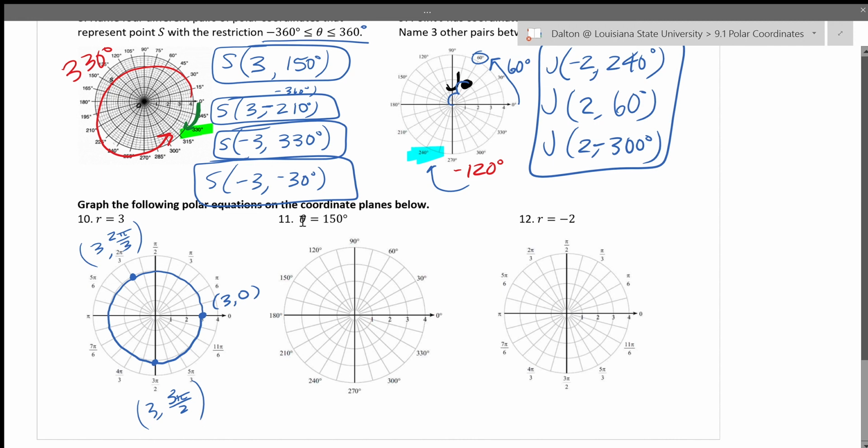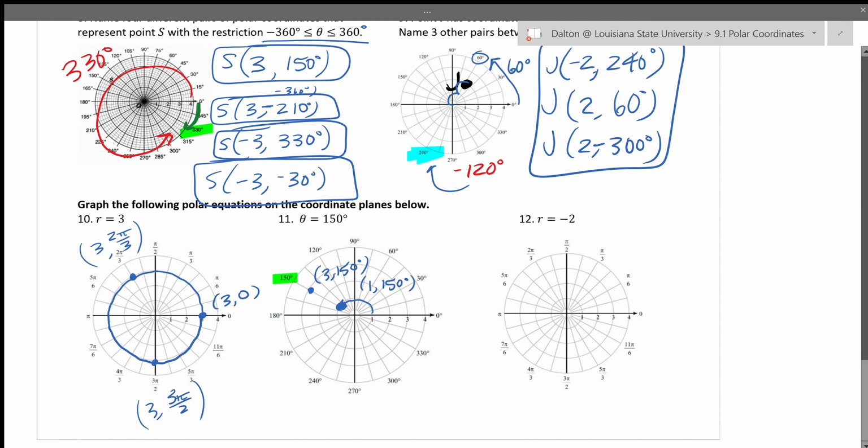Number 11, where theta is equal to 150 degrees? Well, 150 is this angle here. So if I pick a bunch of coordinates, r stands for the distance that you count from the pole. So I could open up an angle from 0 degrees to 150. So this point would have the coordinates 150 degrees. This one would have the coordinate 150 degrees.